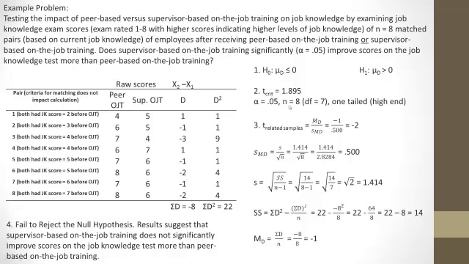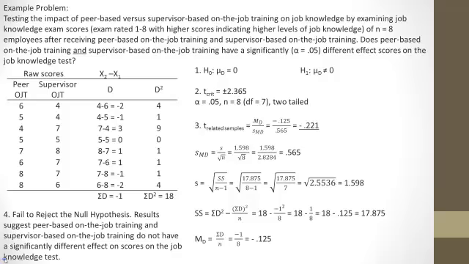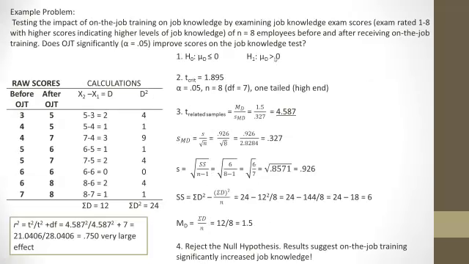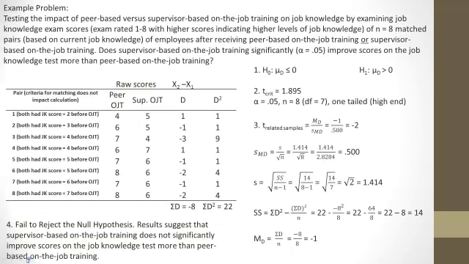T-crit is the same T-crit that we found in this example, because again, we are doing a one-tailed test on the high end, still with a degrees of freedom of 7, we still have 8 people in our study, and an alpha level of 0.05.